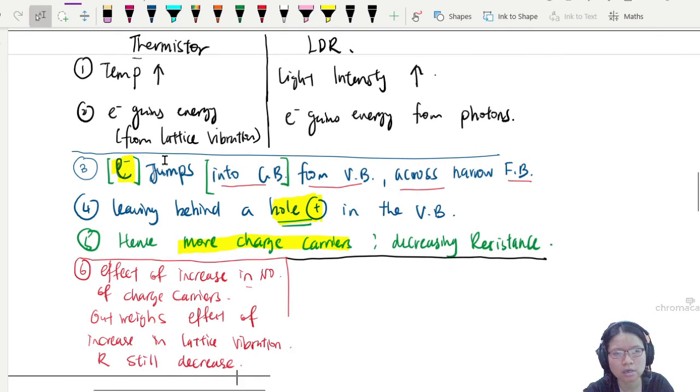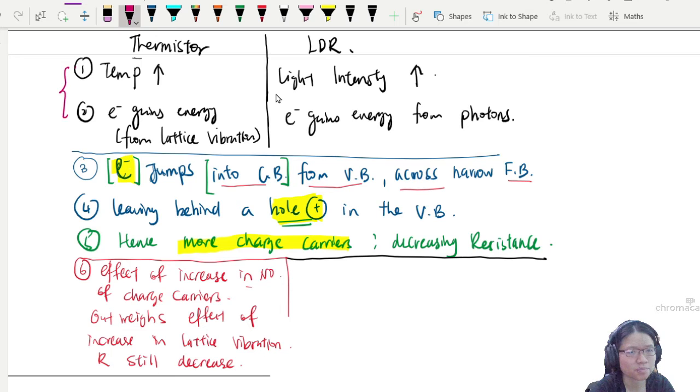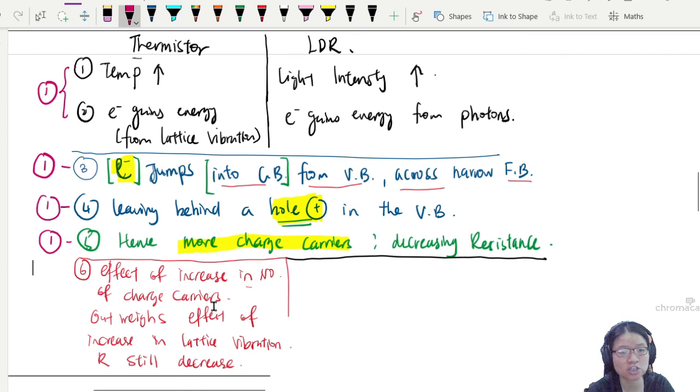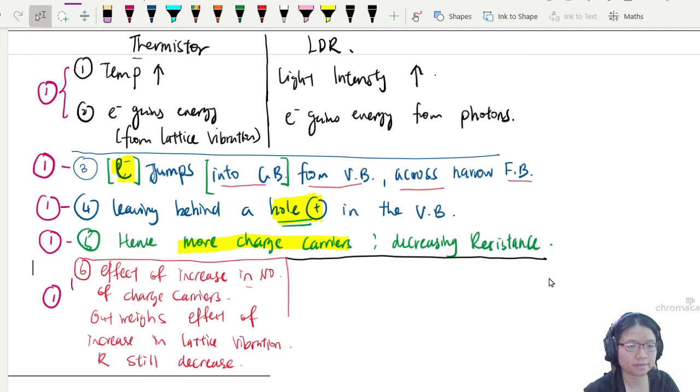Do you need to write everything? Yeah. These first 2 are normally 1 mark. Okay, temperature increase, electron gains energy, 1 mark. Okay, electron jumps into the conduction band from the valence band, 1 mark. Leaving behind a hole, 1 mark. Okay, so we have more charge carriers, 1 mark. But the effect of the increase in the number of charge carriers outweighs the effect of the increase in lattice vibration. So although the lattice vibration will affect the resistance, maybe decrease it by 10%, the increase in the number of charge carriers will have a larger effect, maybe 40%. So at the end of the day, the net effect is still decreasing resistance. This is the 5th mark here.